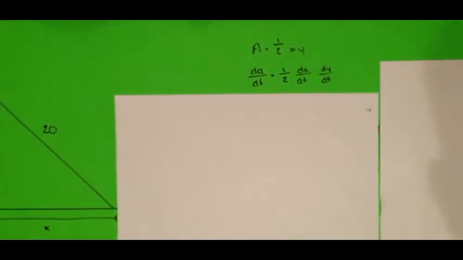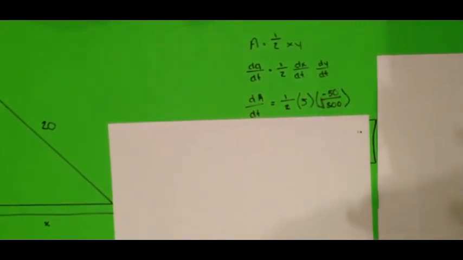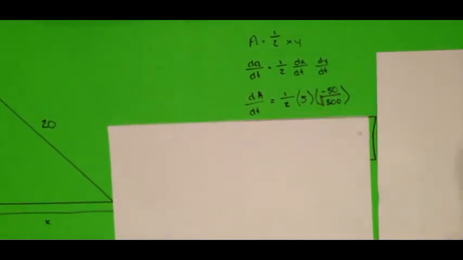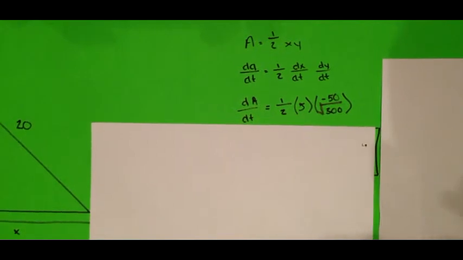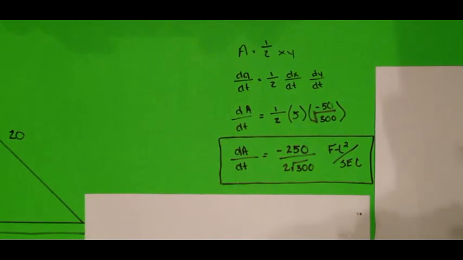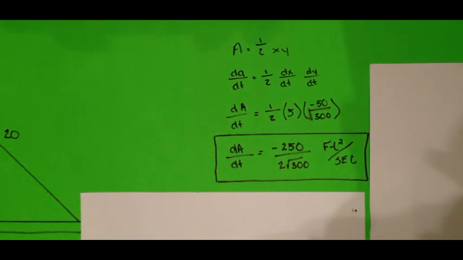So we get dA over dt equals 1/2 dx over dt times dy over dt. Of course, we just found dy over dt, and dx over dt was given to us. Once we plug them in, we get dA over dt equals 1/2 times 5 times negative 50 over root 300. Once we multiply this out, we get dA over dt equals negative 250 over 2 root 300 square feet per second.